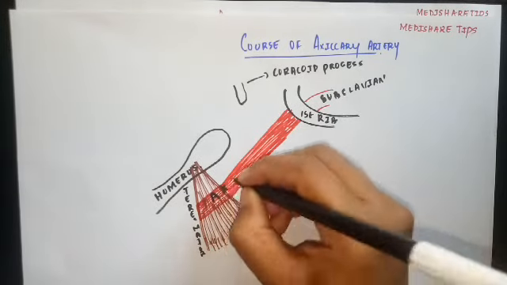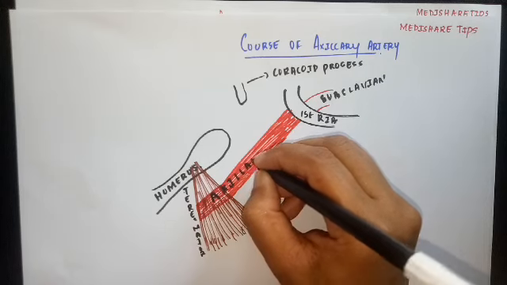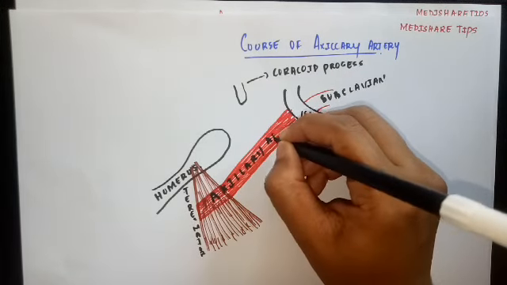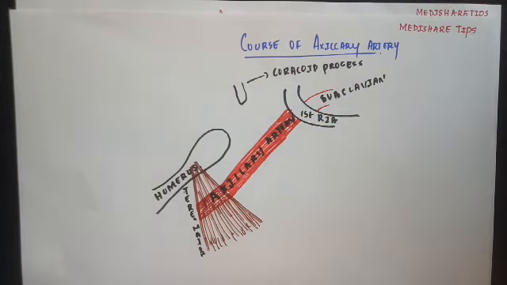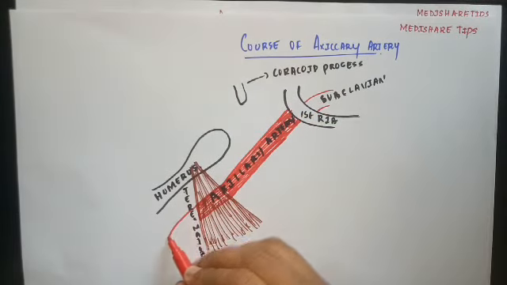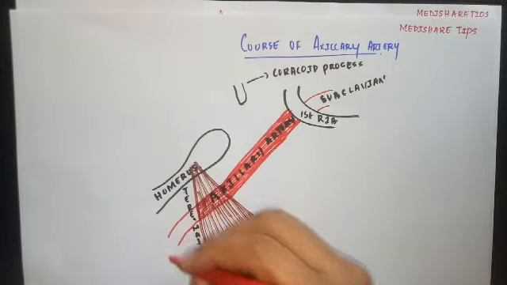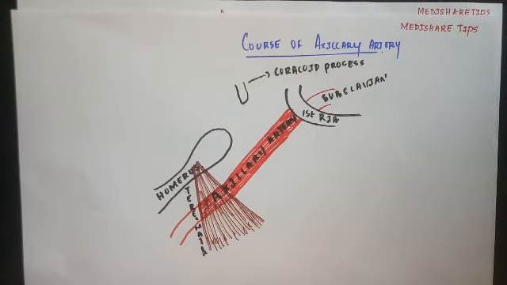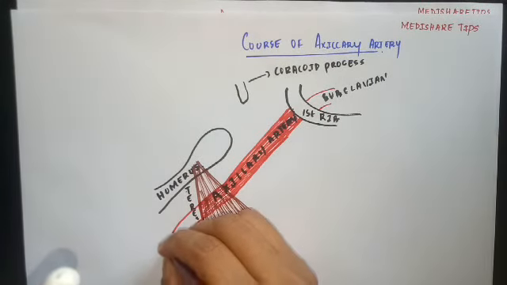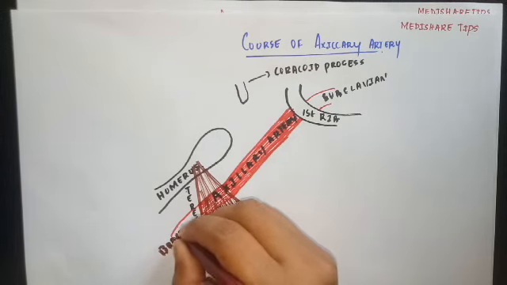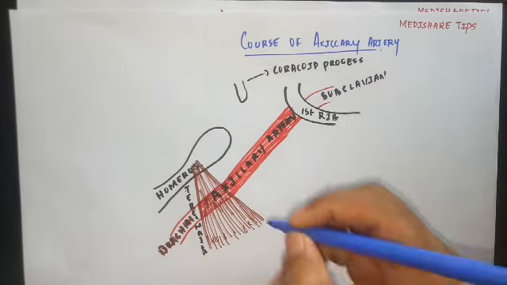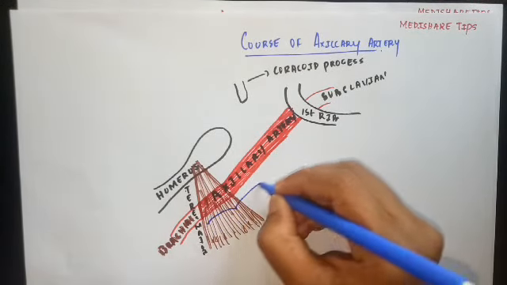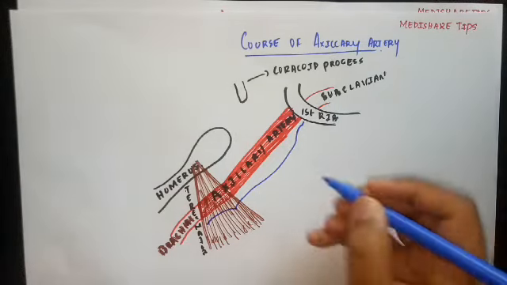So this is axillary artery, and from the lower border of the teres major muscle, it becomes brachial artery. This is brachial artery. So what is the extent of this axillary artery? This much is the extent of axillary artery.